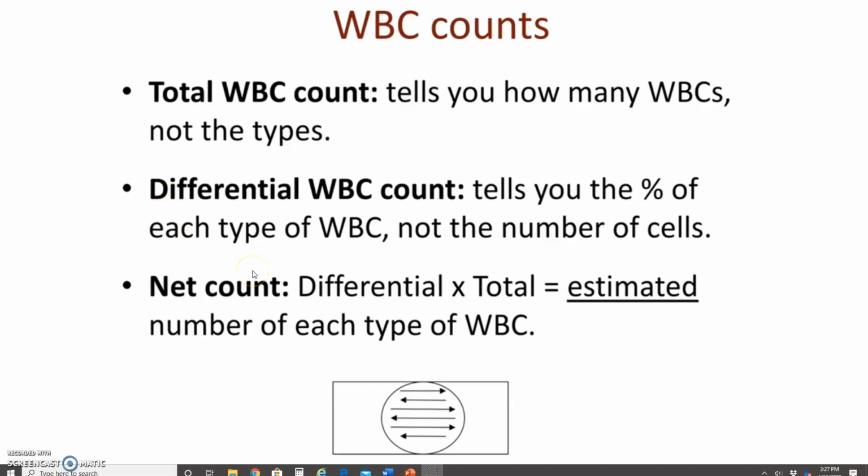So you'd count the total number of cells and then see what percentage of them is each of the 5 types. And then there's also a net count, which would multiply the differential by the total to give you an estimated number of each. So we'll be doing an exercise with that. I'll point it out in the end of this lecture.